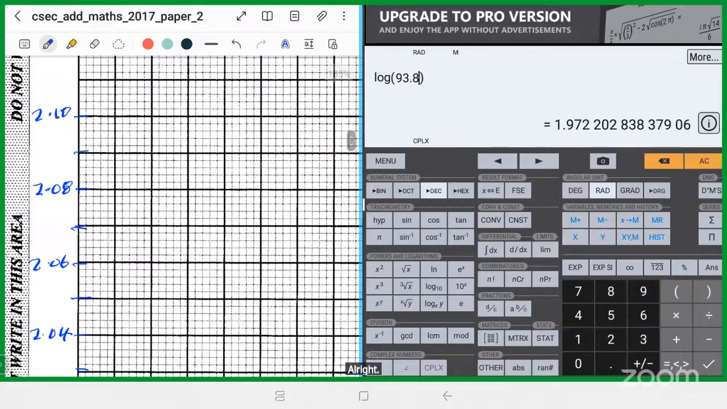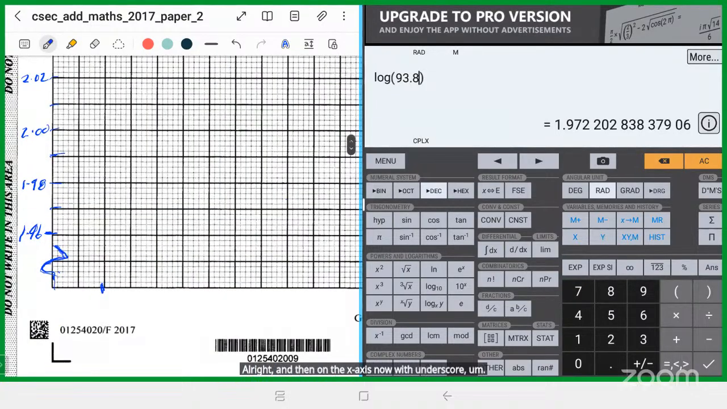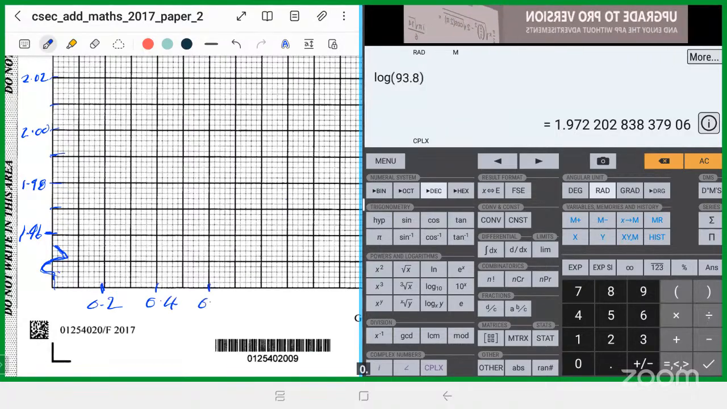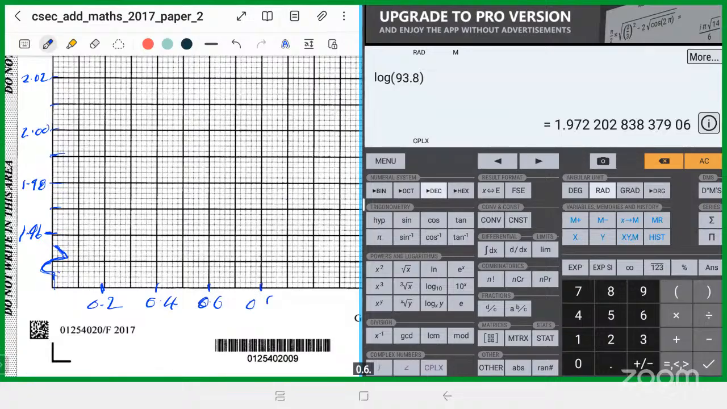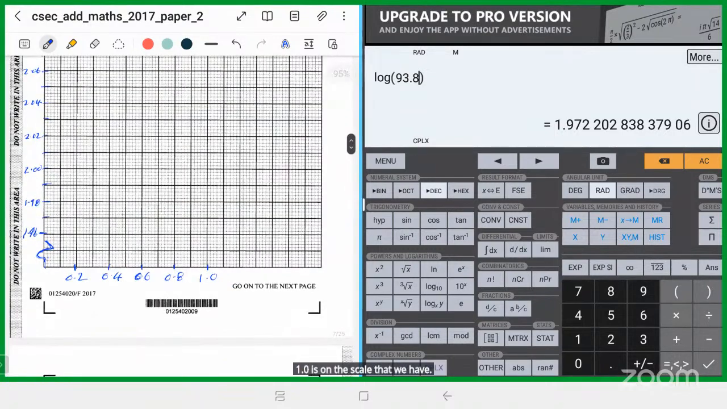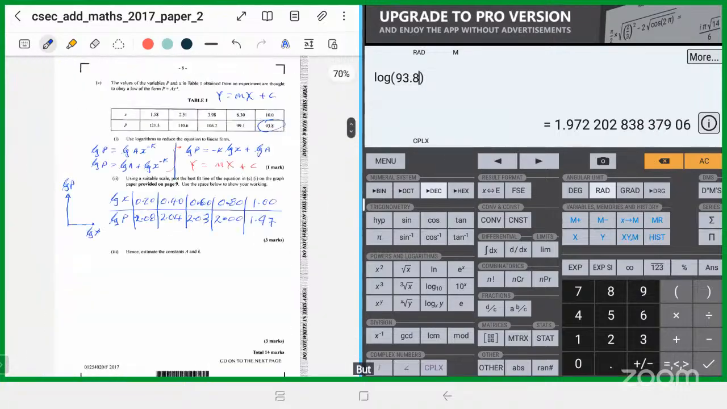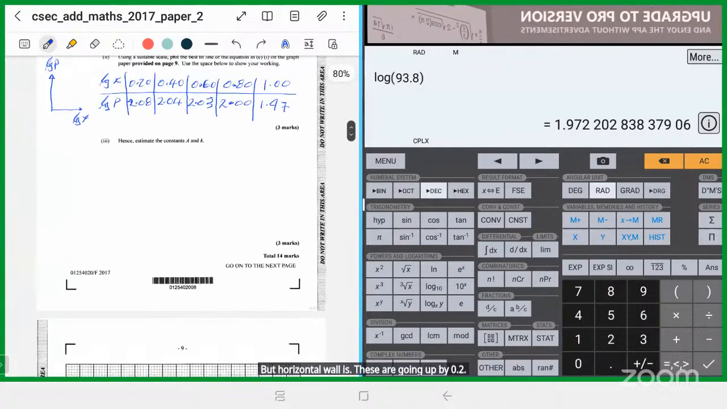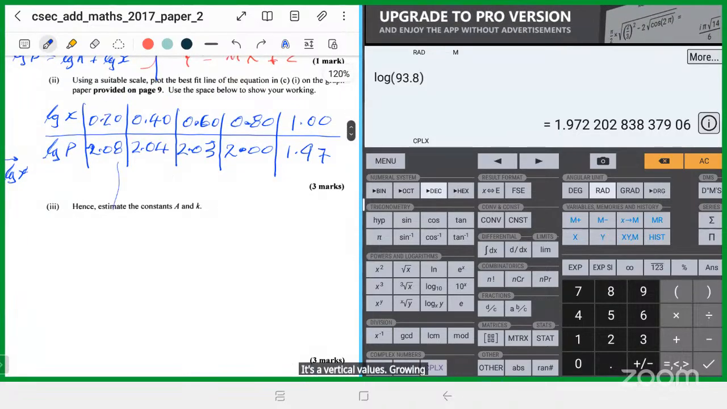Alright, and then on the x-axis now we can just go 0, 0.2, 0.4, 0.6, 0.8, and then 1.0 based on the scale that we have. The horizontal values are going up by 0.2, and the vertical values are going up by 0.04, from this to this. So that's why you have to do the scale that way.